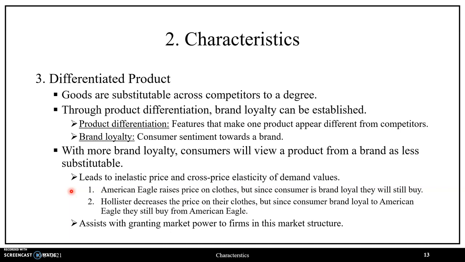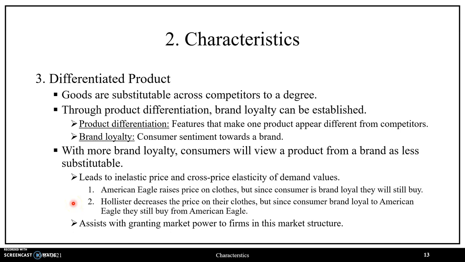So what we have here is a percentage change in the price of American Eagle with little to no response in terms of the demand for American Eagle clothing from this brand loyal customer. So we have an inelastic response in terms of the price elasticity of demand.